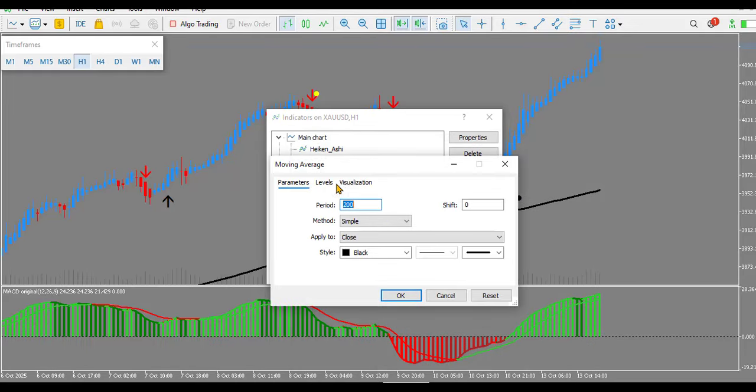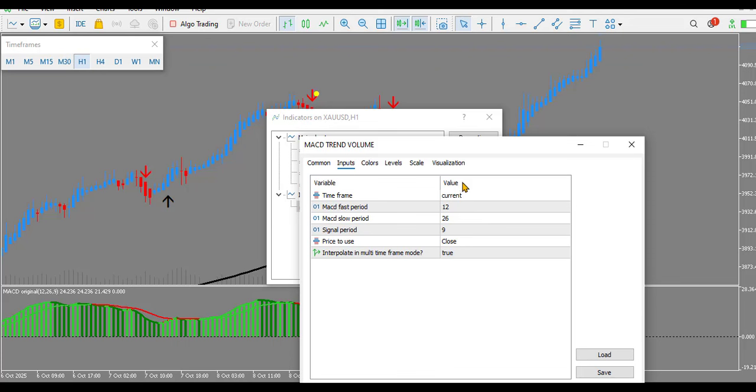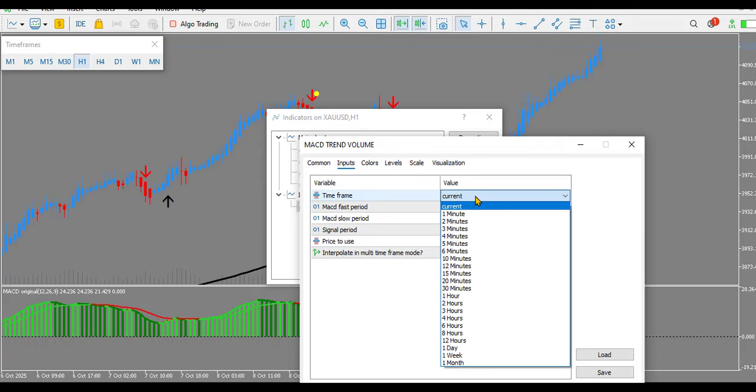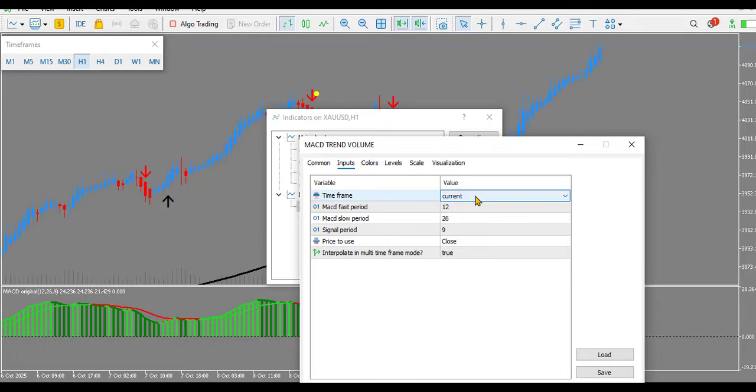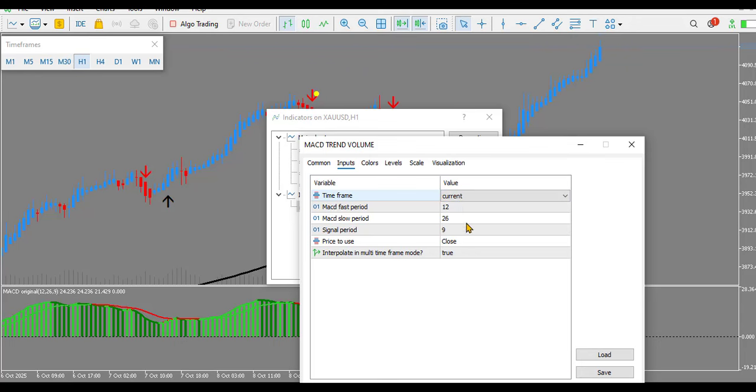And we have the moving average, period 200, method simple, shift is 0, and apply to close. I did use a black color. Then we have the MACD trend volume indicators. So time frame is current, but if you want to check it on a higher time frame and you want to trade this on a lower time frame, you can actually use two moving averages, set one for higher and the other one for lower time frame. But I didn't use that for this particular strategy. Maybe in another video I might try to show you how to use it on different time frames. But for now I did use it on the current time frame.